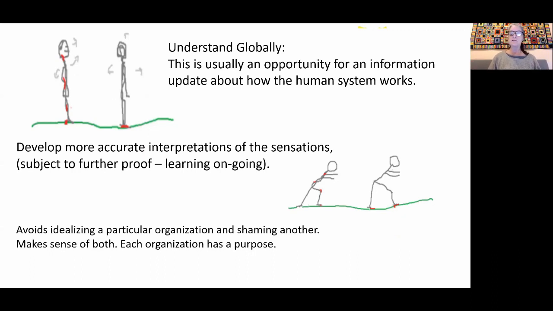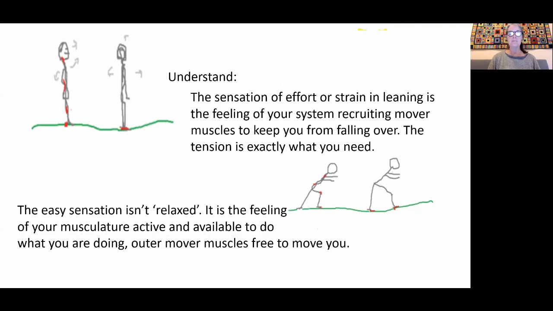So globally, this is usually an opportunity for an information update about how the human system works. And this update often comes from the teacher, and it's about developing more accurate interpretations of the sensations we're having. Of course, these interpretations are subject to further proof because learning is ongoing. I update that often. This avoids idealizing a particular organization and shaming another. It makes sense of both. Each organization has a purpose.